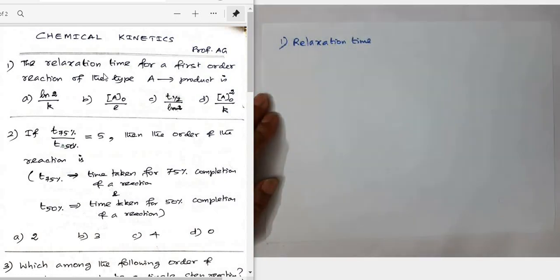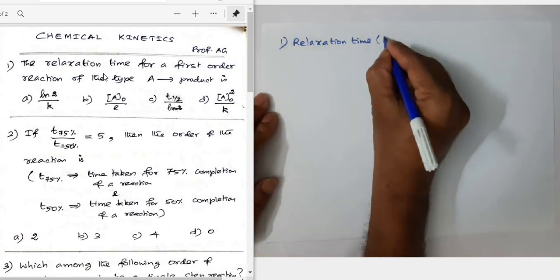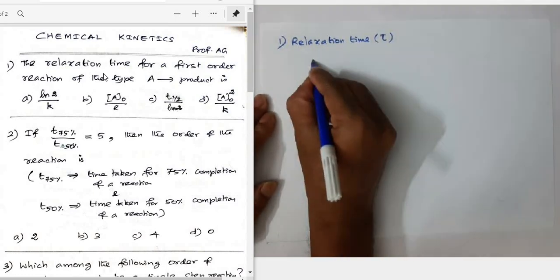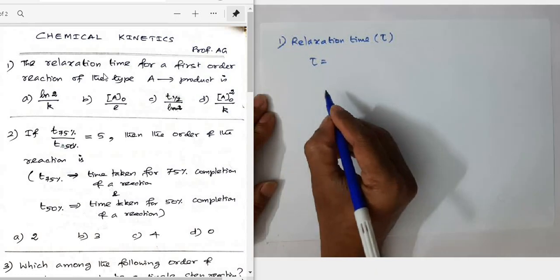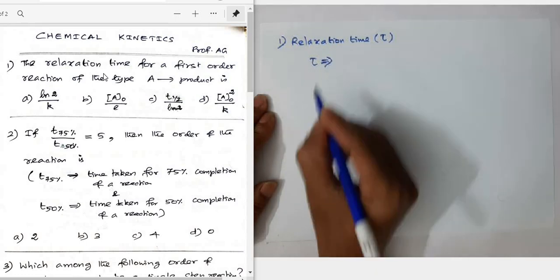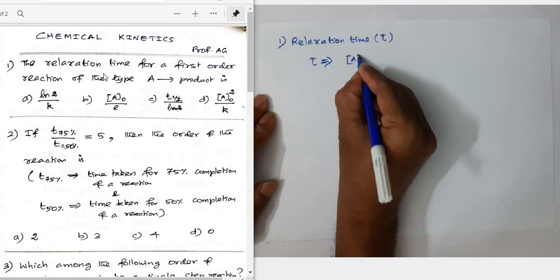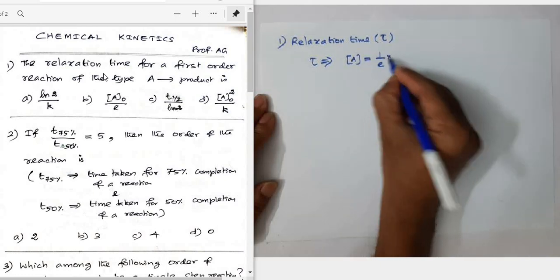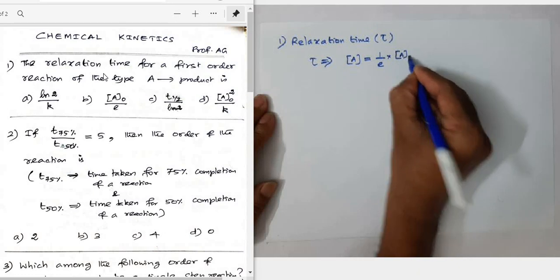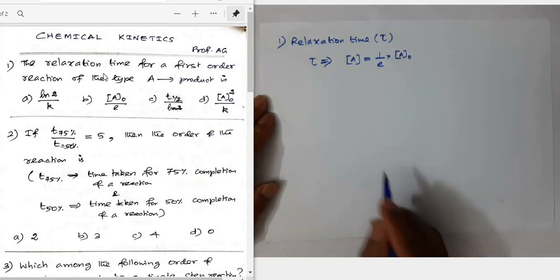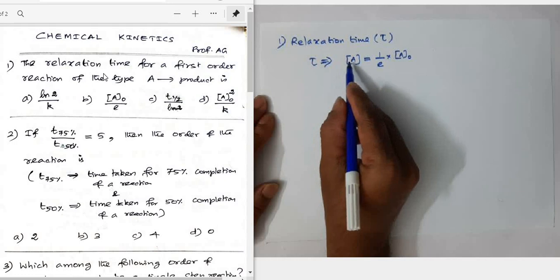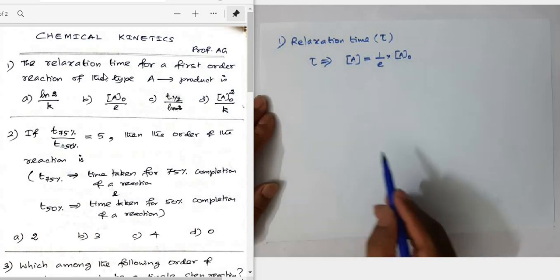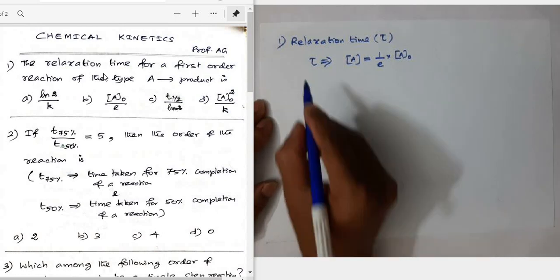We represent the relaxation time by the symbol tau. By definition, relaxation time is nothing but the time at which the concentration of the reactant becomes equal to 1 by E times the initial concentration of the reactant. So it is the time at which the concentration of the reactant becomes equal to 1 by E times the initial concentration, right?